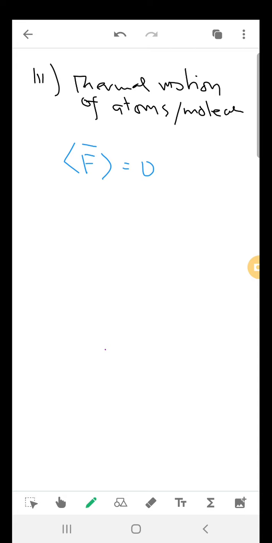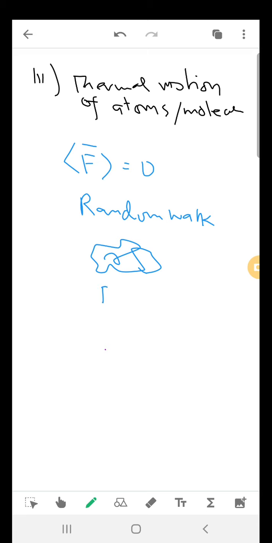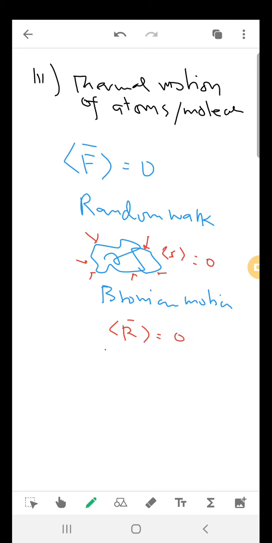So basically we're talking about the random walk that we have discussed previously. It is because the particle travels in zigzag fashion, so the average net force acting on it will be 0. There will be forces acting on every side, and this is what happens in Brownian motion. Here, the forces are acting from all sides. So the net force is therefore equal to 0. The net distance traveled also is equal to 0, where r is the displacement vector.